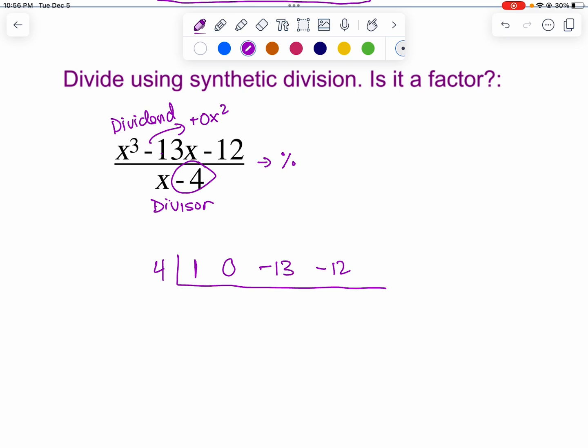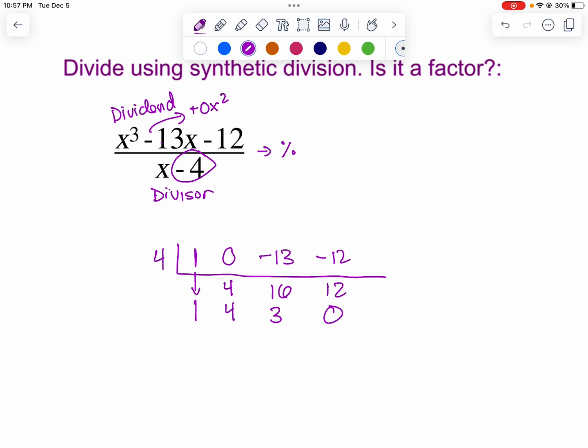And we follow the synthetic division process. So we bring 1 down. 4 times 1 is 4. We add 0 and 4. 4 times 4 is 16. We add negative 13 and 16 together to get a 3. We multiply 4 times 3 to get 12, and we get 0. When the answer to the divide portion is our quotient, which would be x squared plus 4x plus 3, and there's no remainder, so we don't need our fraction.